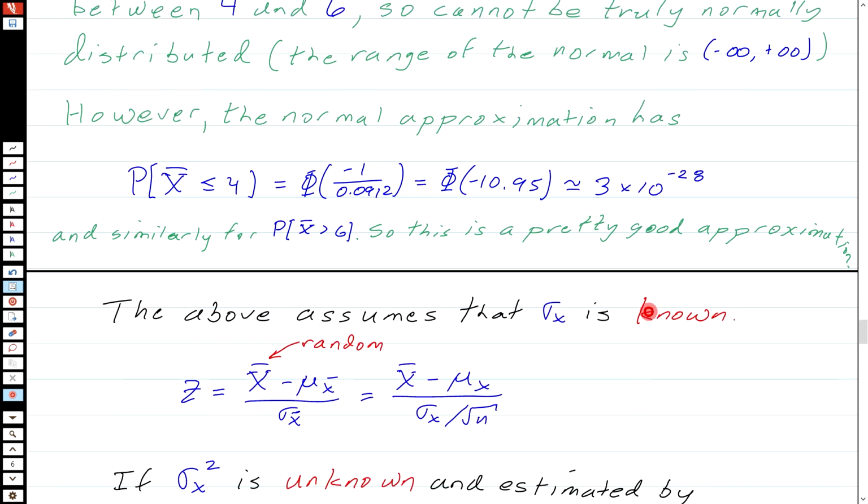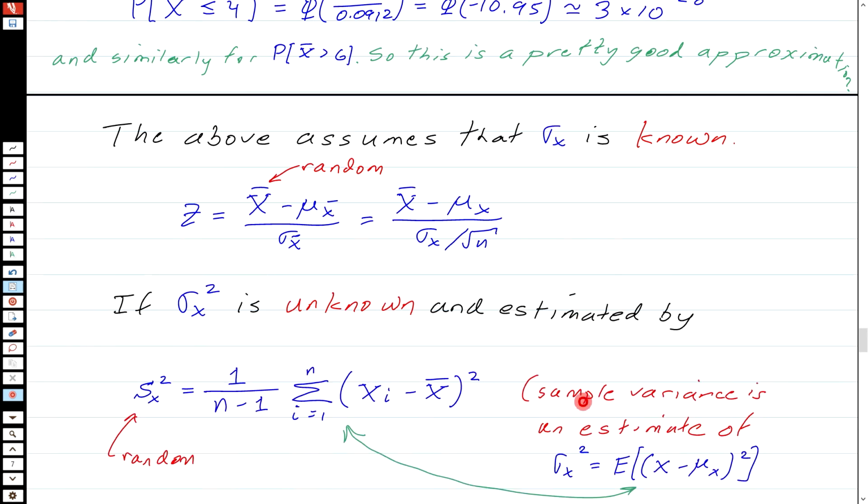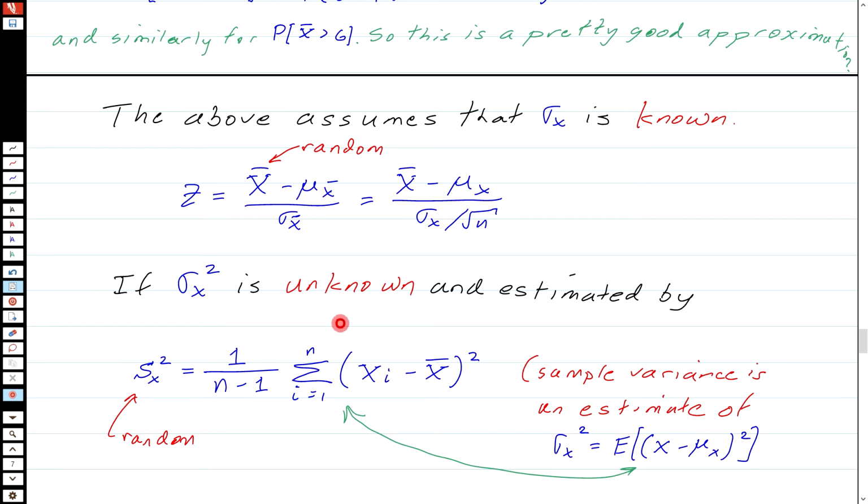Okay. The above calculations assume that sigma x is known. So when I was standardizing, I was dividing by sigma of x bar and replacing that with sigma x over root n. However, if sigma x is unknown, it is estimated by our sample variance, which is 1 over n minus 1, the sum from i equals 1 to n of the squared deviations from x bar, and this, of course, you'll recognize is an estimate of the true variance.